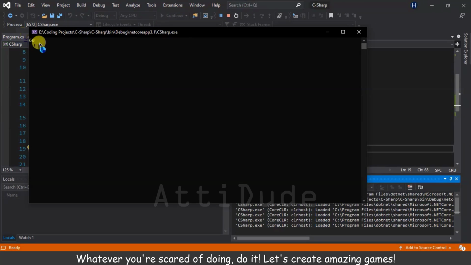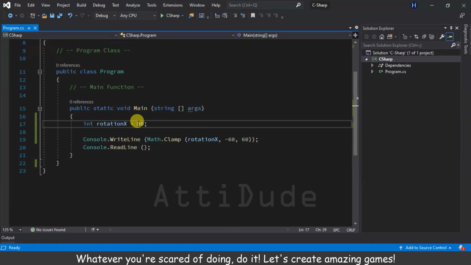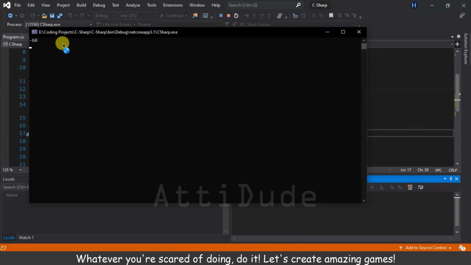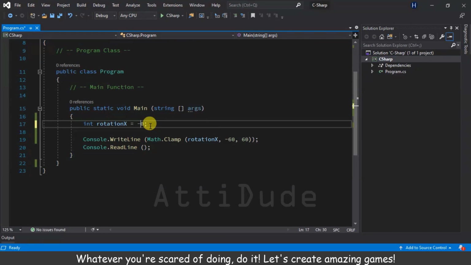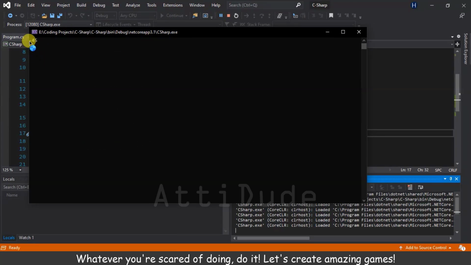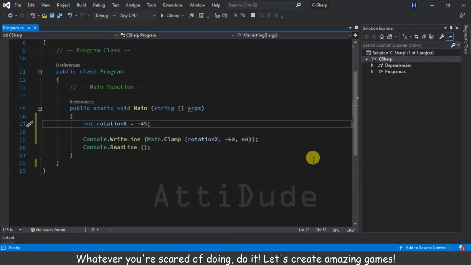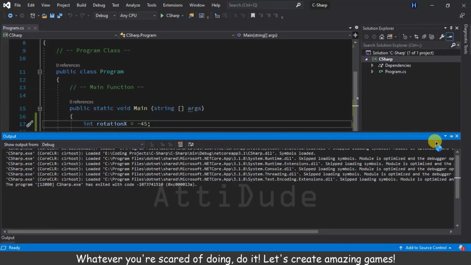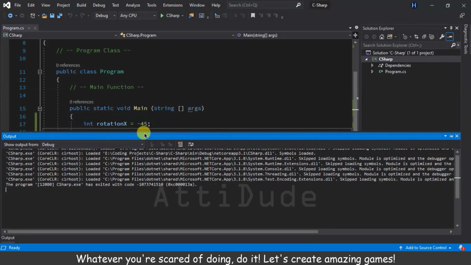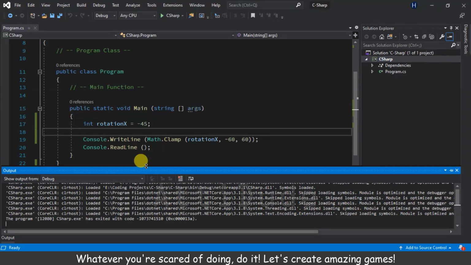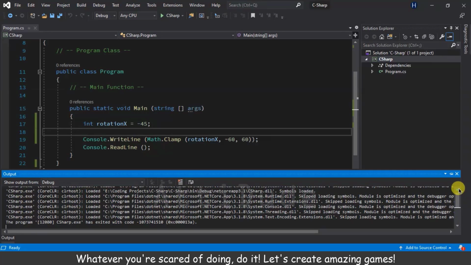So let's just hit play. Cool, we got 60, and if we were to write -90, it still gives -60, and if we write -45, it gives us -45, because we know we have clamped it. I just want to scale this down.